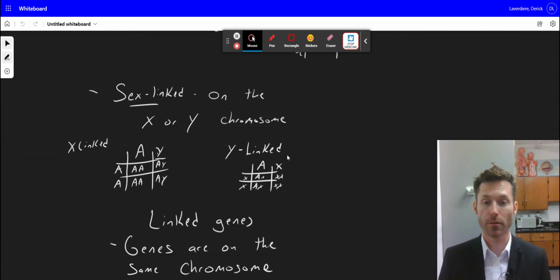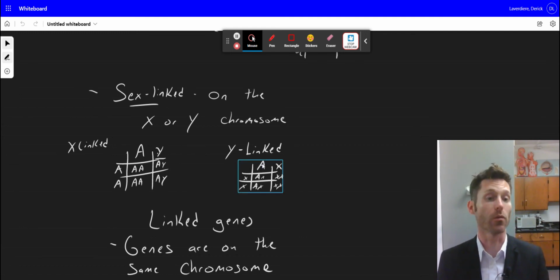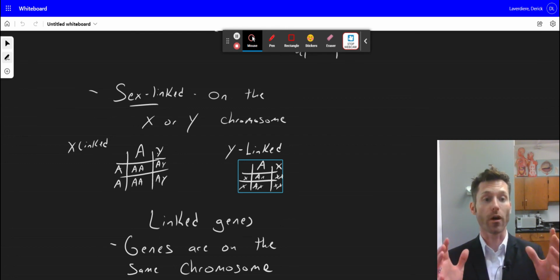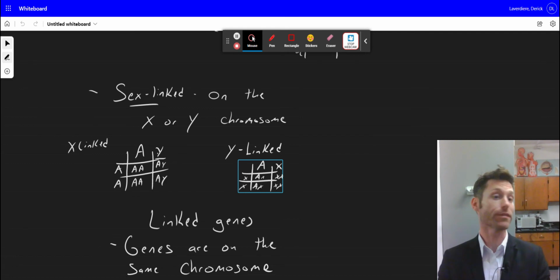For Y-linked, the males are again hemizygous. They got one copy. But females have zero copies. They don't have any genotype for this, because they don't have any copies of this gene. So Y-linked inheritance is really easy. The males are always going to be exactly the same as whatever their father was, and the females aren't going to have the trait. That's it. Easy peasy.